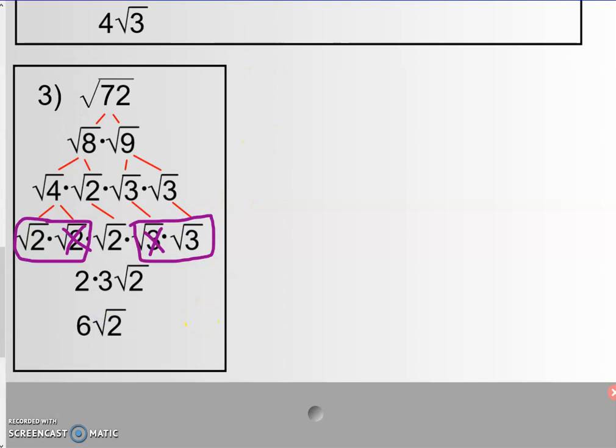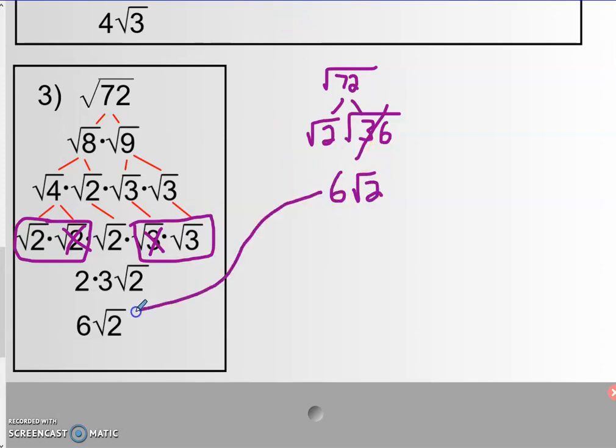Now, some of you who put some thought into this beforehand and who are really good with your perfect squares may have realized that 72 is really 2 times 36. And you should know the square root of 36 is 6. So some of you may have arrived at the answer of 6 radical 2 much faster than others.